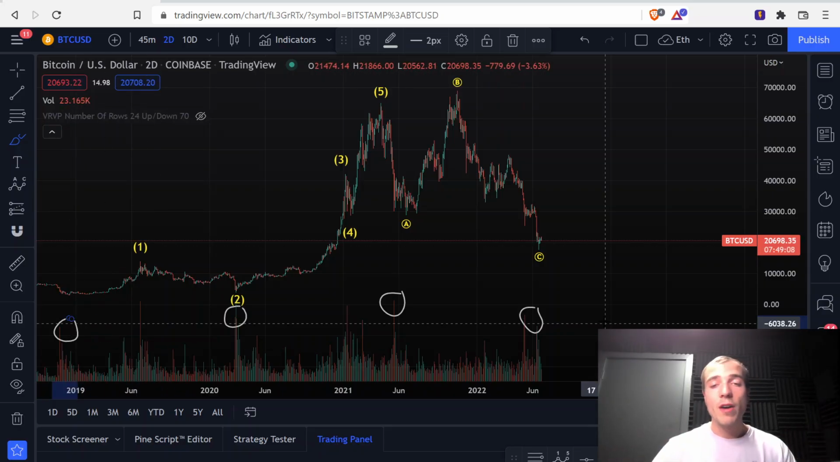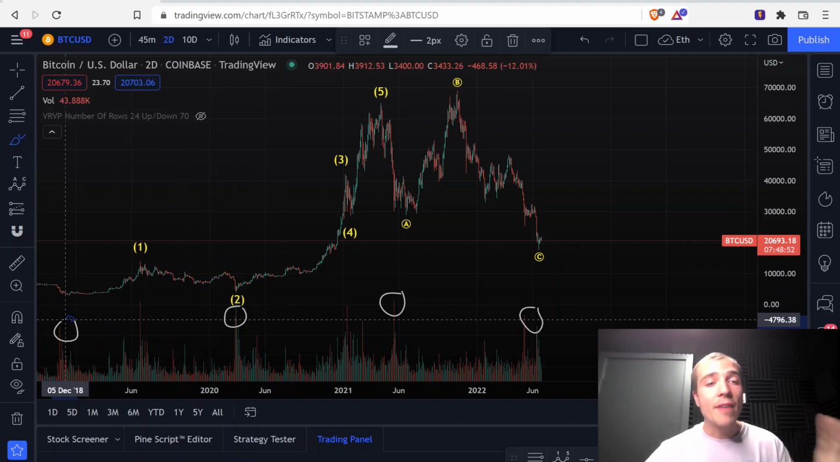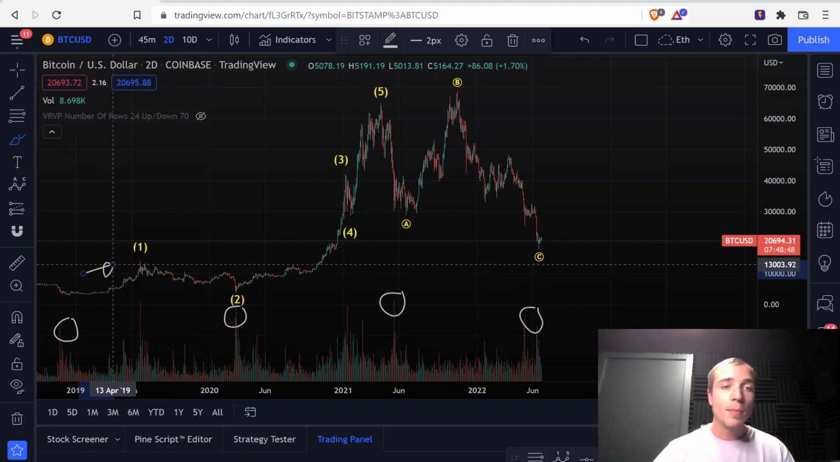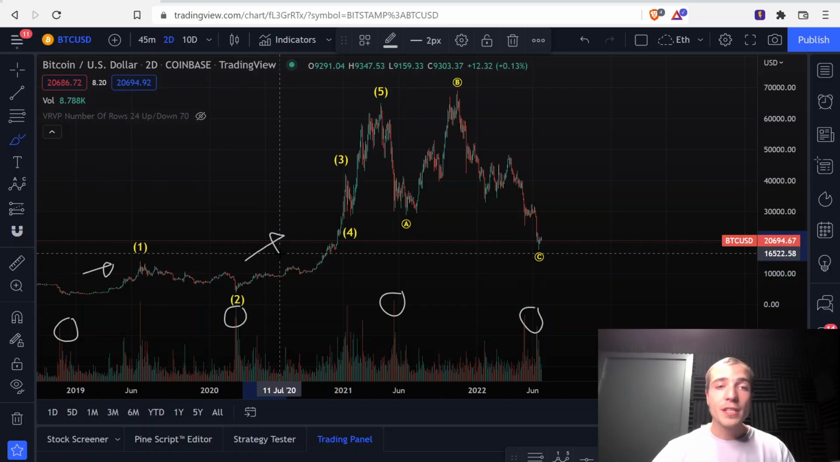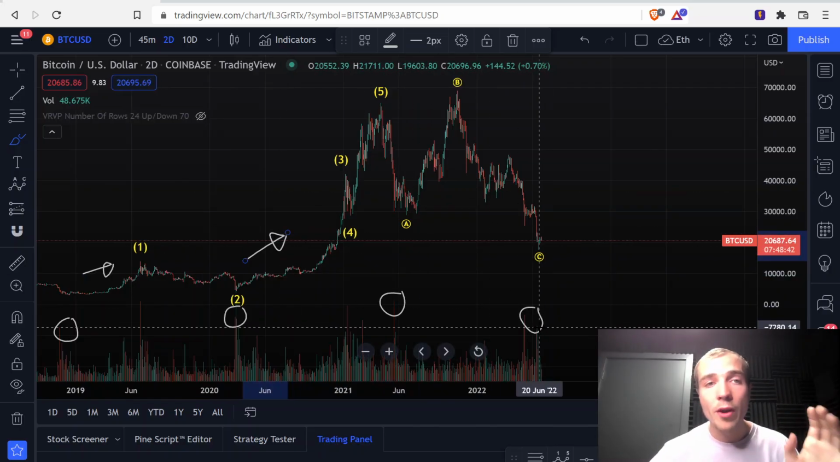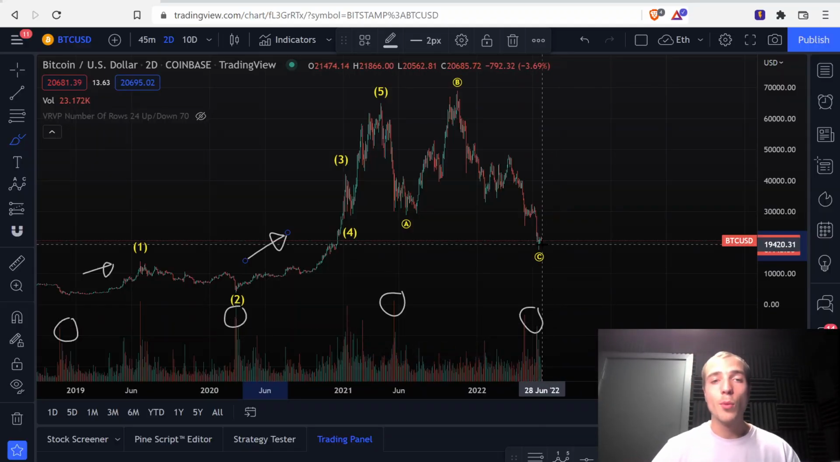One of the rules of volume is that volume precedes price. As you guys can see, after these spikes in volume, we also saw a rise in the market after every single one of those spikes. And that's exactly what we're seeing here on Coinbase, the exchange I'm using to detect the volume, which is very, very high on wave C.